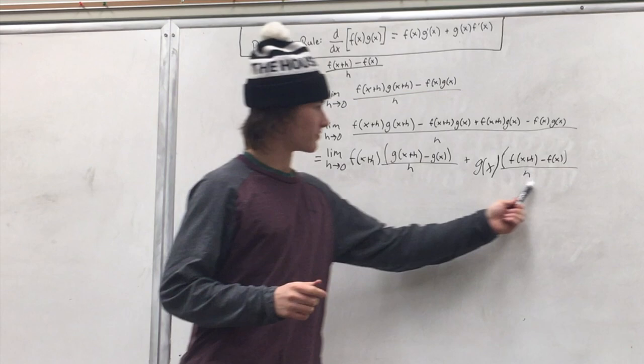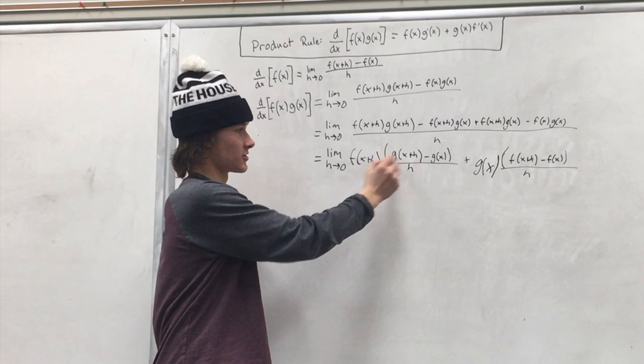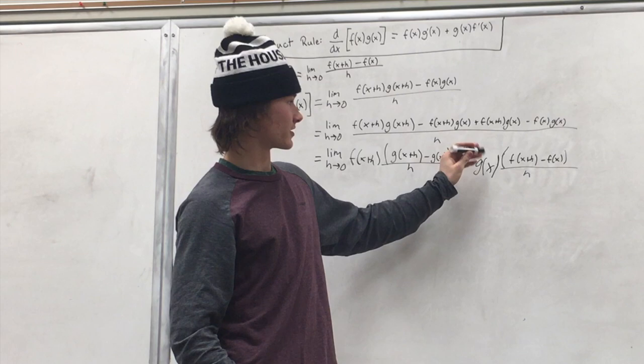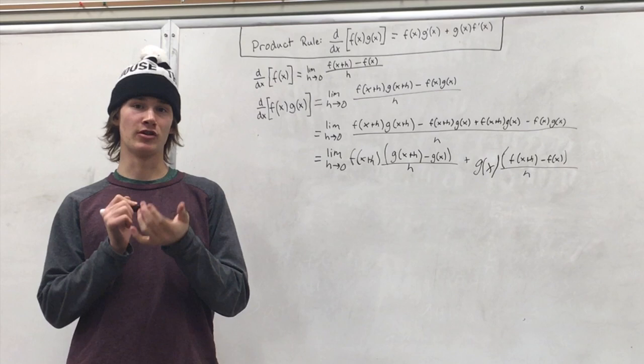So right here, using our limit properties, we can rewrite this statement as the limit as h approaches 0 of f of x plus h times the limit as h approaches 0 of g of x plus h minus g of x all over h, plus then the limit as h approaches 0 of g of x times the limit as h approaches 0 of f of x plus h minus f of x all over h. Now that doesn't change the statement in any way, it's just rewriting it using what we know about limit properties. So that, visually, looks like this.